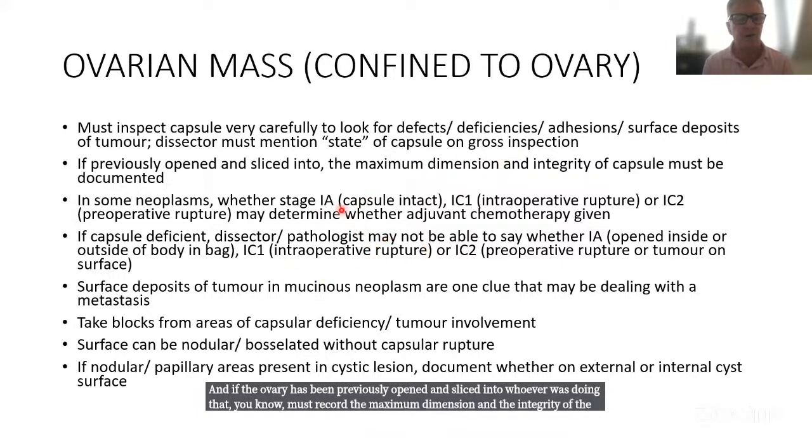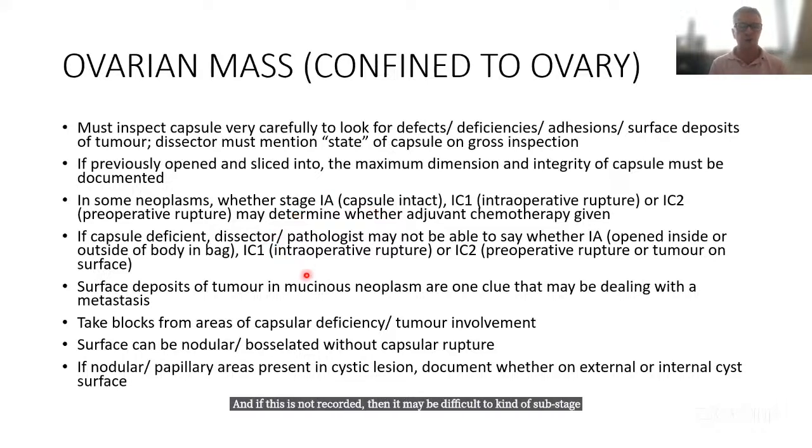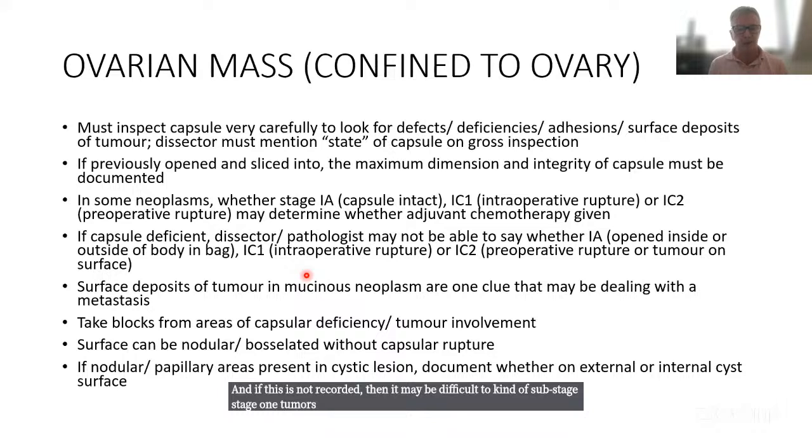And the reason for this is that whether it's a 1A, a 1C1, or a 1C2 really depends on the integrity of the capsule. And if this is not recorded, then it may be difficult to substage stage 1 tumors, and the treatment may be different whether it's a 1A or 1C tumor.